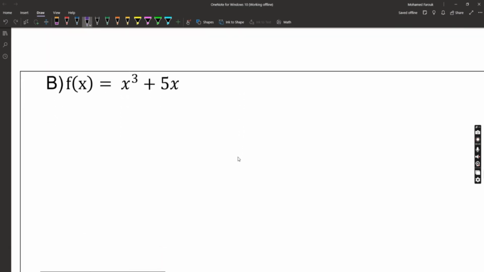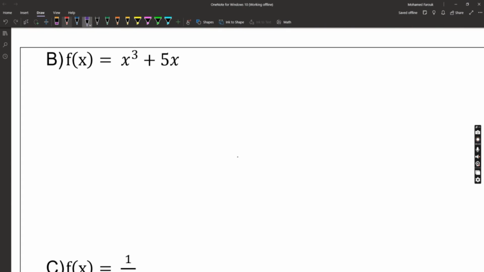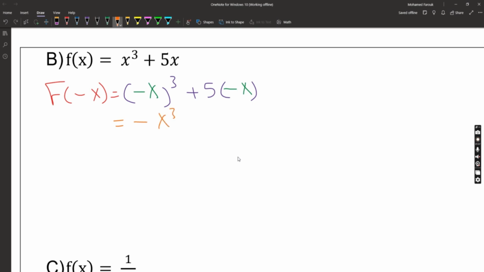Okay, next one, we have f of x is equal to x cubed plus 5x. We will do the same, we will calculate f of negative x. We have a bracket here, so we'll make bracket cubed plus 5 bracket. Inside the brackets, we will replace x with negative x. Okay, we will do some algebra. Negative x cubed will be negative x cubed. Positive times negative is negative, 5 times x, 5x.